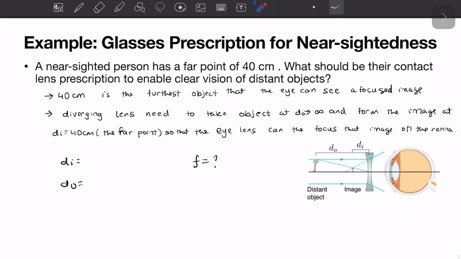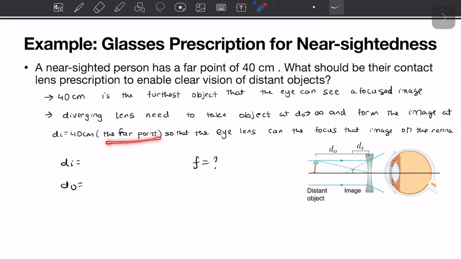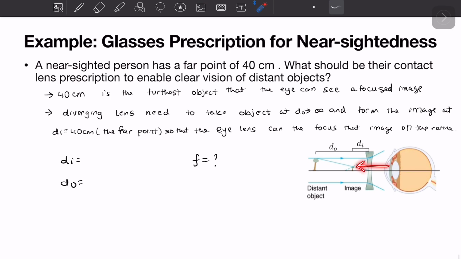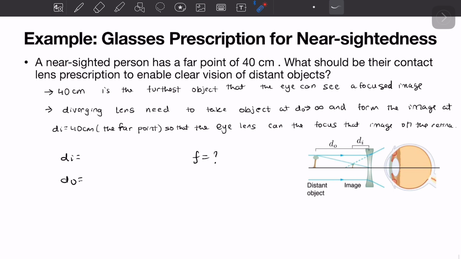So when we're solving for the power of the corrective lens, we're going to start with the image distance. We want our corrective lens to form an image at our far point. So we want it to form an image 40 centimeters in front of the eye. Well, that image is going to be basically in front of the lens, and this is a virtual image, and you can see that by the rays being extrapolated. So that is a negative 0.4 meters is the image distance.